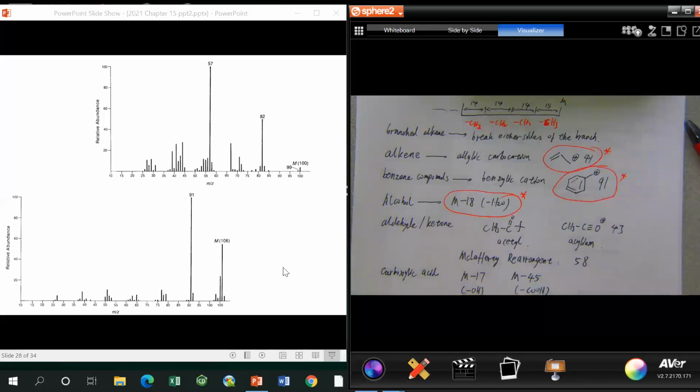All right, now this is the second practice. We have this mass spectrum. Can anyone tell me what functional group is in this molecule?